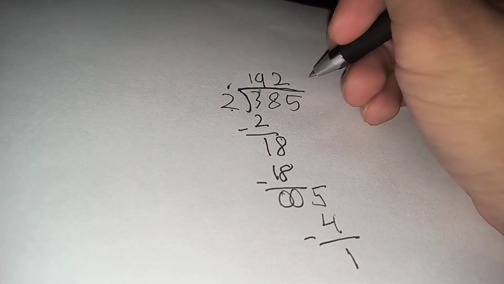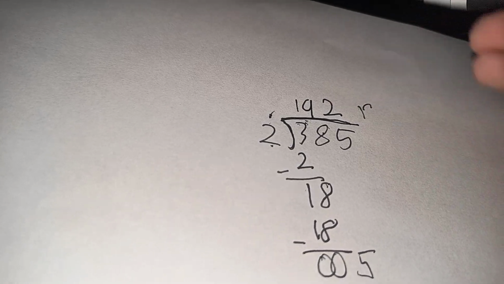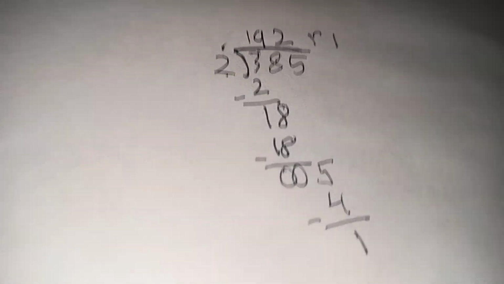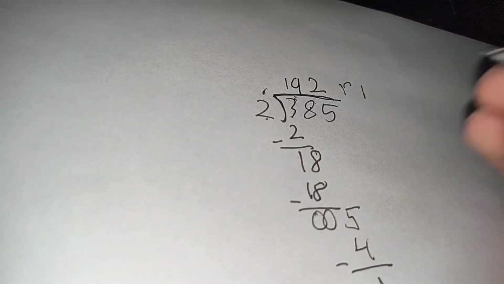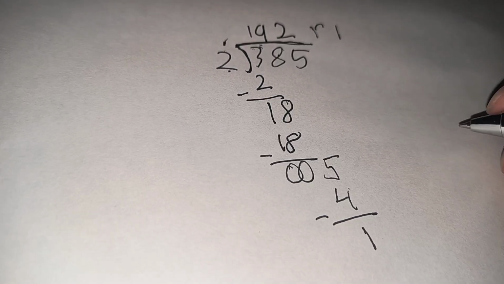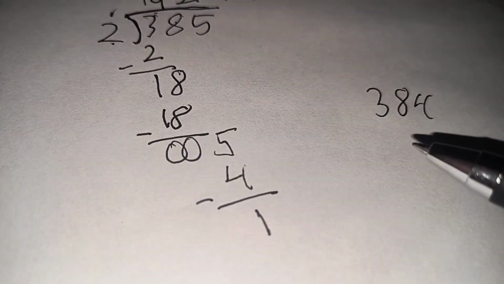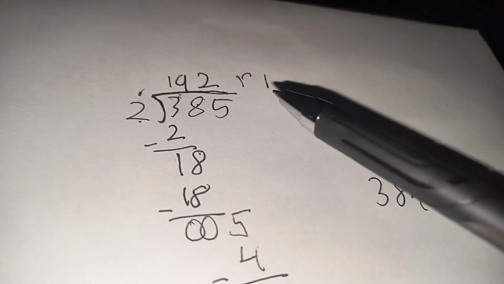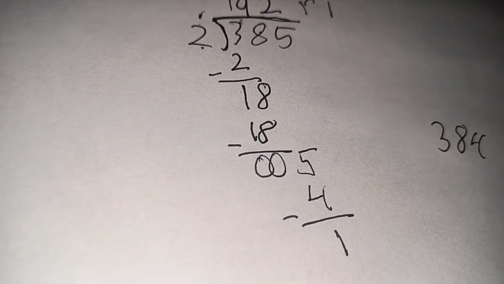But we have the answer: 192 with a remainder of 1. That 1 is the remainder. Which means that if we were to multiply 192 by 2, we would get 384. It would be missing by just 1. And that's the standard long division process.